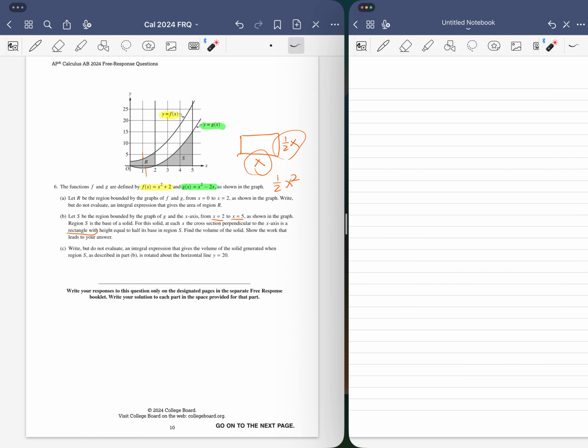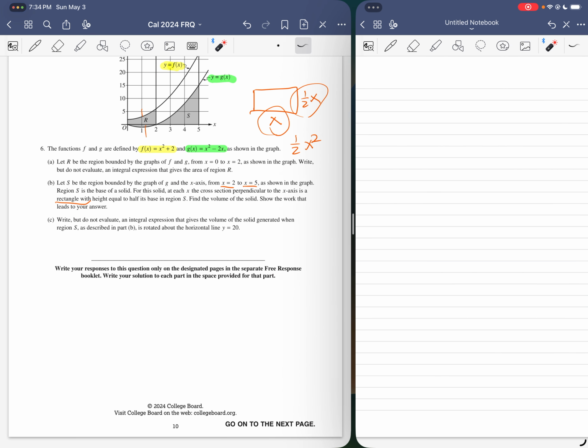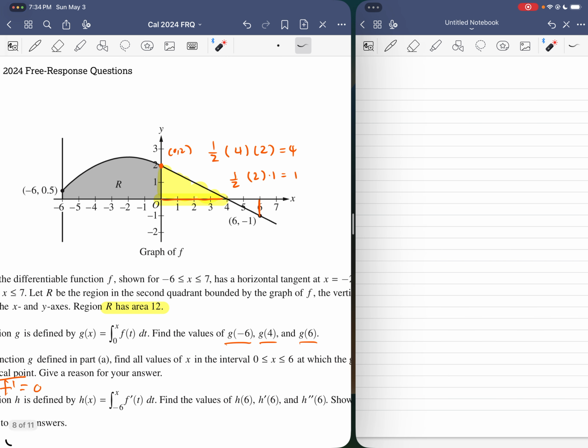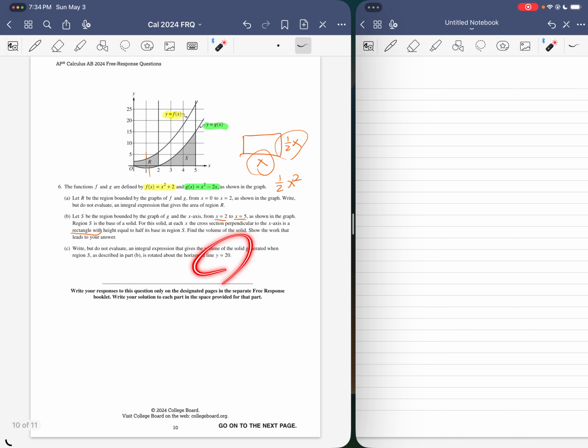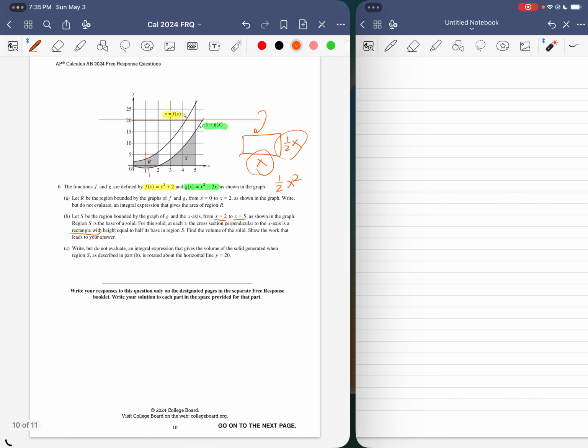All right, the last question. C. Write but do not evaluate. Okay, I love this. The only thing that I have to do is to set it up. An integral expression that gives the volume of the solid generated when S, as described in part B, is rotated with a horizontal line. Okay, so we're going to rotate this around y equals 20, which means right here, y equals 20. You're going to take a rotation. Keep that in mind. When you rotate from here, this is 20. This becomes outside, right? And this one becomes inside.